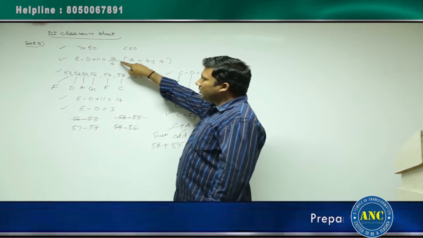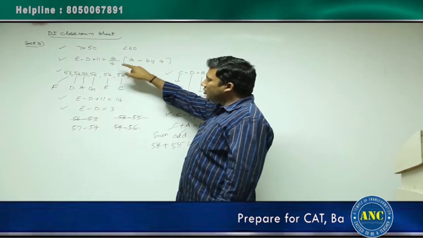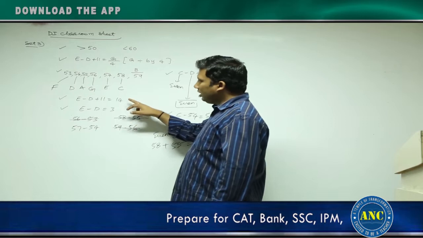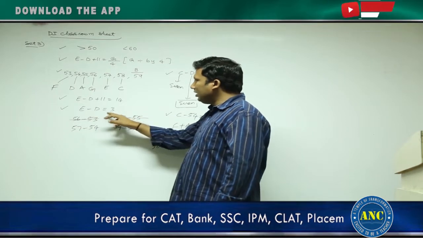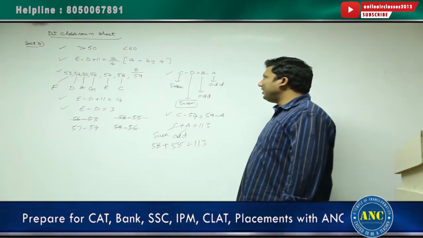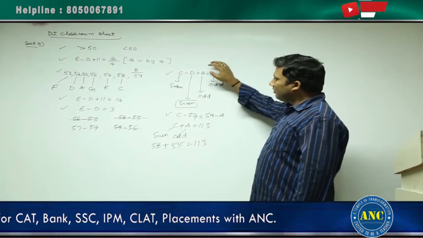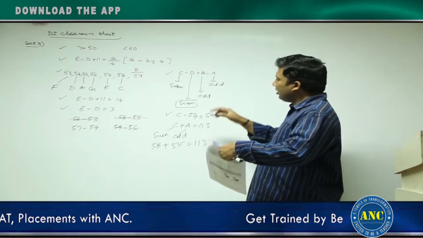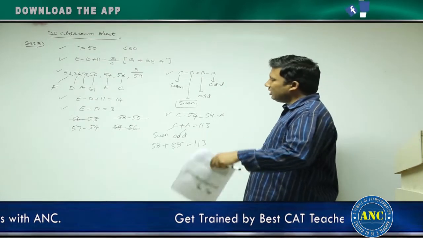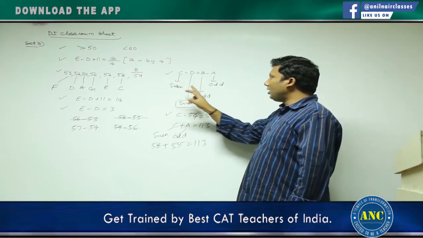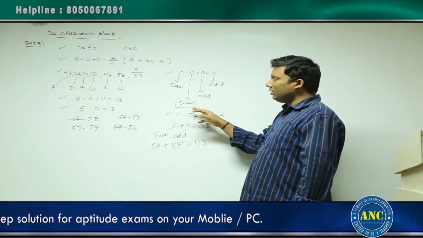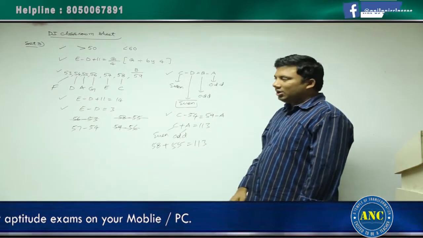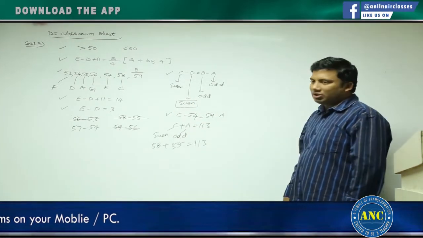E minus D plus 11 is divisible by G by 4, so G should be divisible by 4. So G by 4 is 14 and E minus D is 3. C minus D is B minus A. It is given that B is 59, so an odd number, and it is given that A is an odd number and C is an even number. Even minus something is even, so D should be even. Execute the condition. Set number 3. Any doubt?